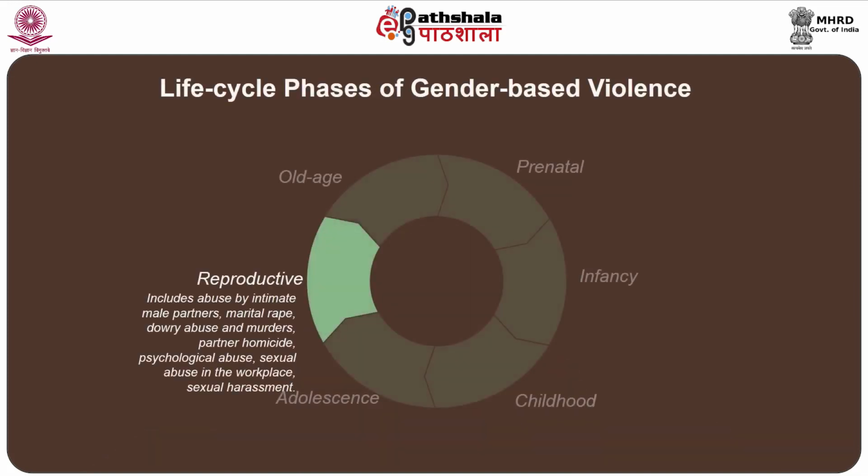The next phase of gender-based violence is the reproductive phase, which is often described as 15 to 49 years, and includes abuse by intimate partners and abuse by other family members, often the mother-in-law or father-in-law or brothers of the partner, and often even mother and father. The most important abuses during the reproductive period include marital rape, dowry abuse and murders, partner homicide, psychological abuse, sexual abuse in the workplace, and sexual harassment.